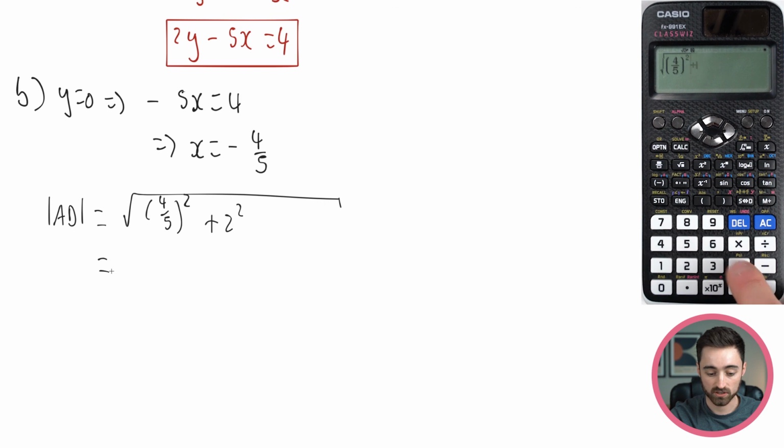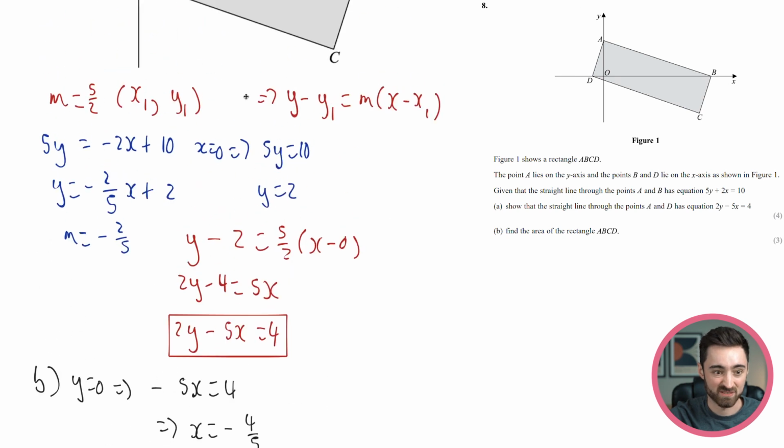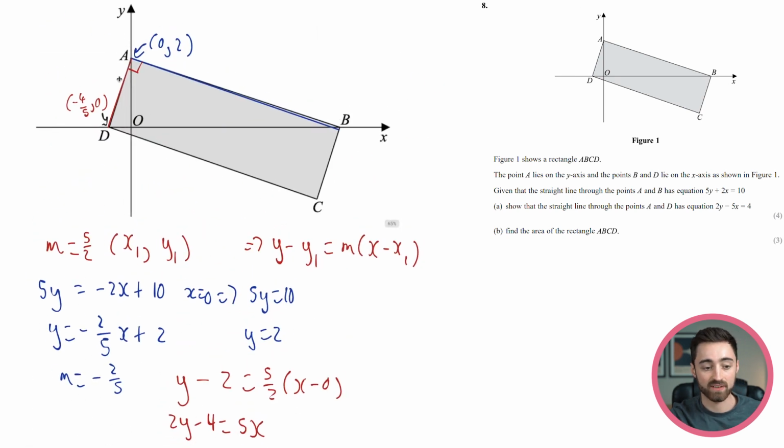All squared plus 2 squared. Something pretty grim looking: 2 times the square root of 29/5. It looks fine, I suppose. Not the greatest thing, but it doesn't matter. Okay, so we know the length of AD. If we just get the length of AB, we're laughing.